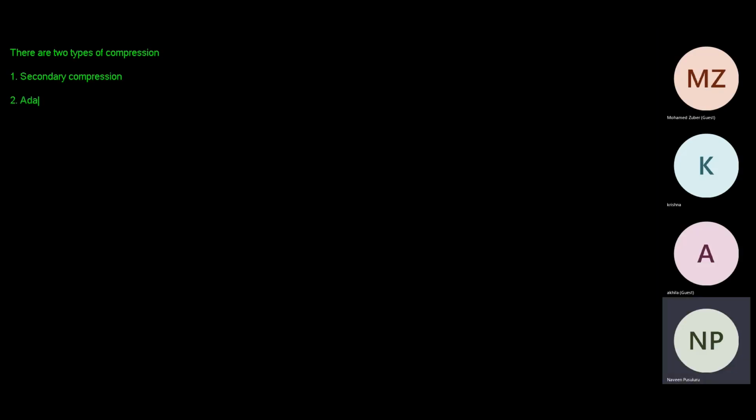There are two types of compression. The first one is secondary compression, and the second type is adaptive compression.